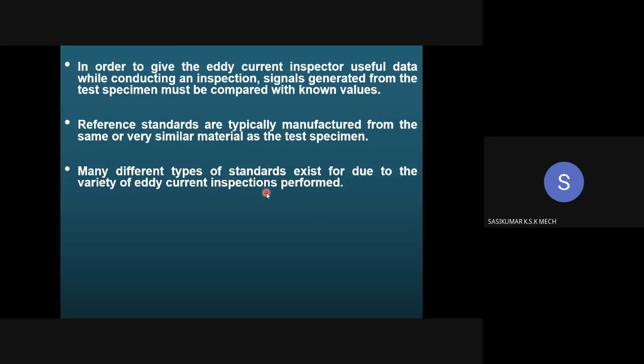Reference standards are manufactured from the same or very similar material as the test specimen. For example, if the component to be tested is of steel, the reference standards should also be made of steel, because the density and material properties will alter the eddy current generation. So you have different types of standards due to the variety of eddy current inspections performed. For eddy current testing, the material should be conductive in nature. That is also one of the important requirements for eddy current testing.